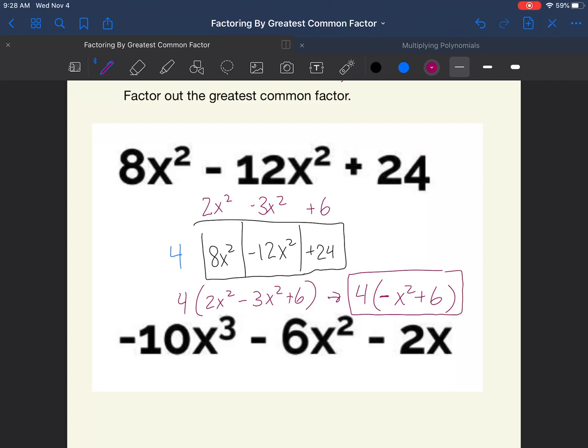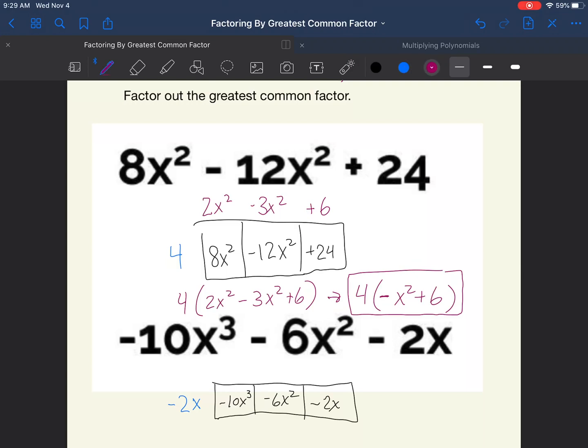So the final one for this video here, draw my 3x3 box. We have negative 10x to the third minus 6x squared minus 2x. All right, so what can we factor out here? So in this case, I can actually pull out, notice I can pull out a negative 2 because they're all negative. And I can also pull out an x. So that's going to be your greatest common factor there.